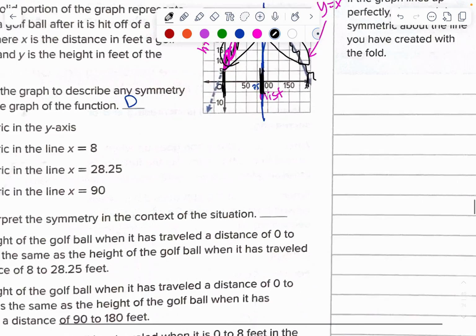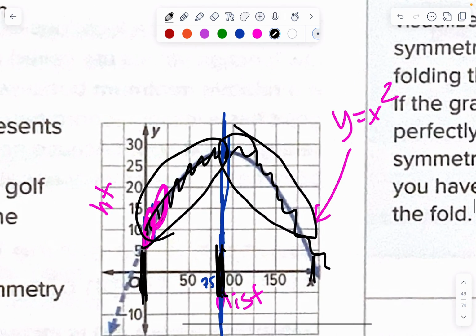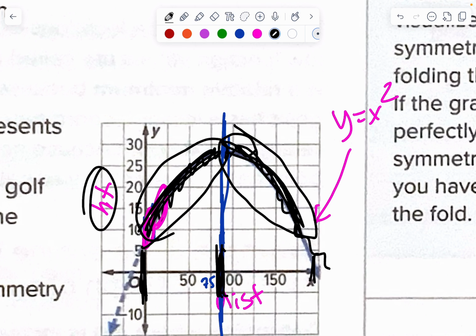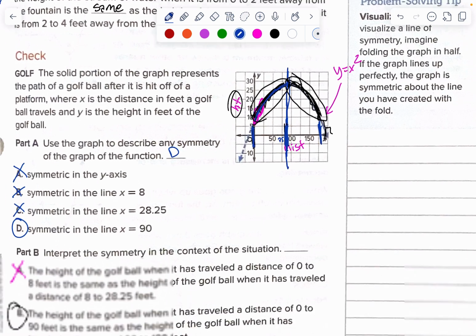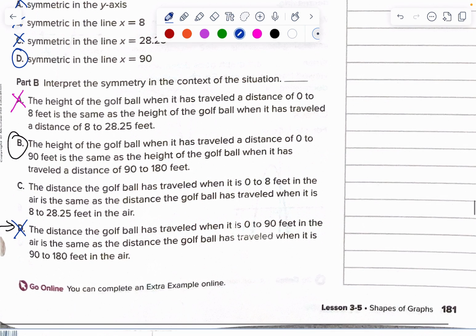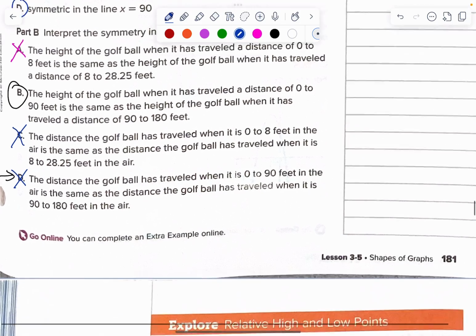We don't want to go off of the distance. We want to say this height right here is the same as this height, okay? Because we're looking at what's happening to the y-axis in between 0 and 90 to 180, okay? So we do want to look at height. So B is going to be the correct answer, not D or C. So yeah, okay, there we go.